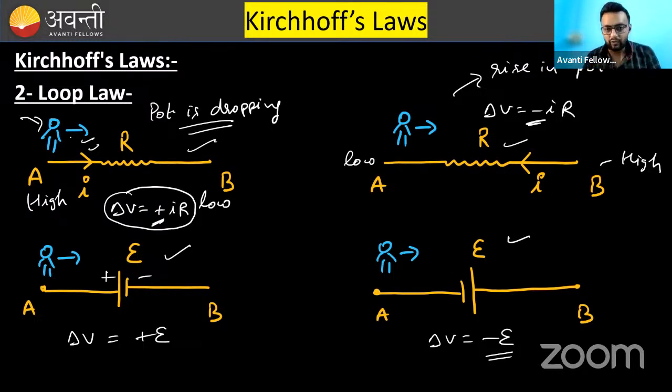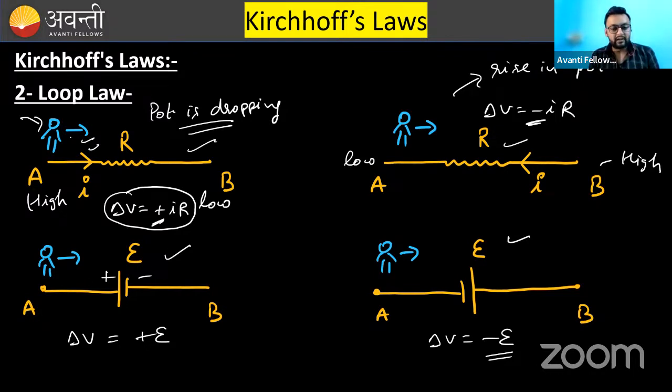Four statements that I have told you. Remember, I am repeating it once again. If you are moving in a circuit, in a loop, then two things you may face. One is resistor, another is cell. For a resistor, if you are moving in the direction of current, then you should write it positive. When you are moving opposite to the current, then you should write it as negative potential drop, negative potential difference.